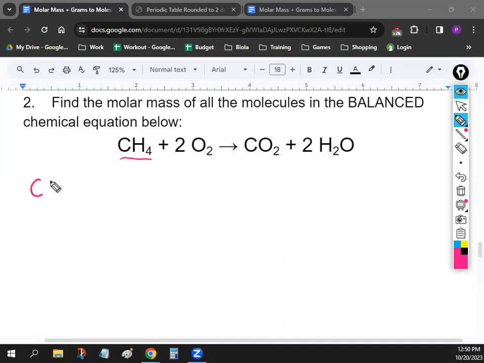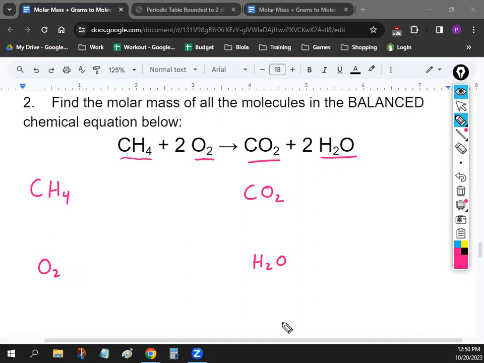So the first molecule is CH4. The second molecule is O2. I know there's a 2 in the front, but that's just telling you need 2 moles of O2. The third molecule is CO2. And then the last molecule is H2O. So there are 4 different molecules inside of this equation.